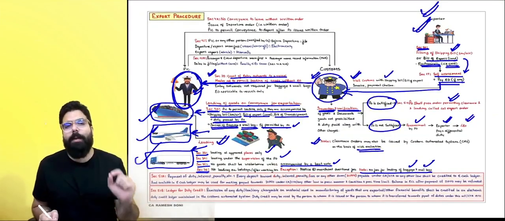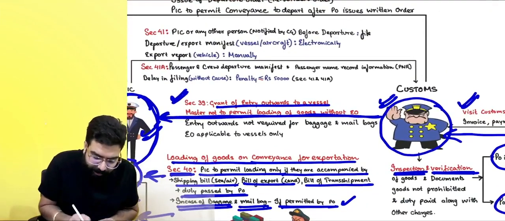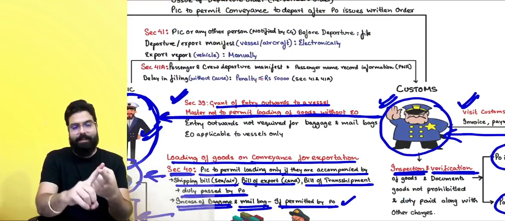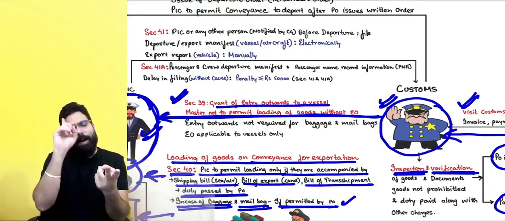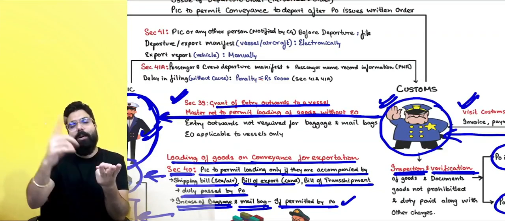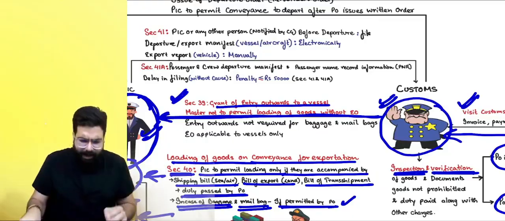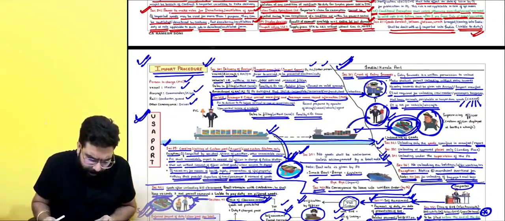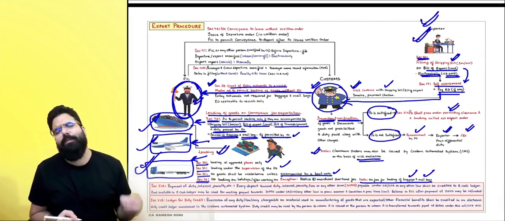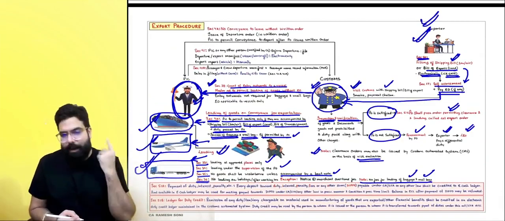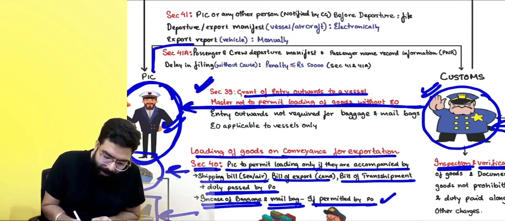Then always remember, once the loading is done, the person in charge, in case of ship, the master, in case of plane, the pilot or the commander, in case of rail, the conductor or the guard, and in case of vehicle, it is basically the driver. They have to go ahead and file one departure manifest before departure.